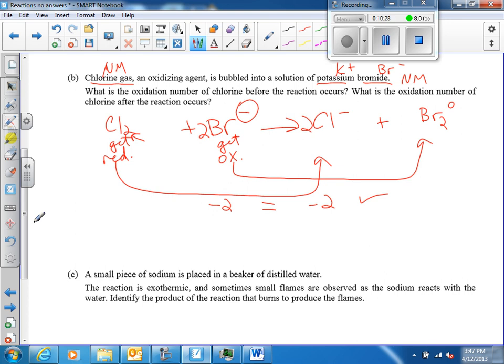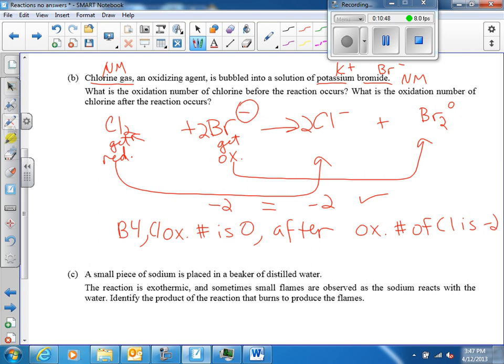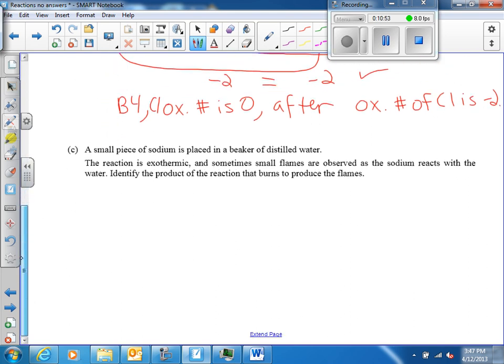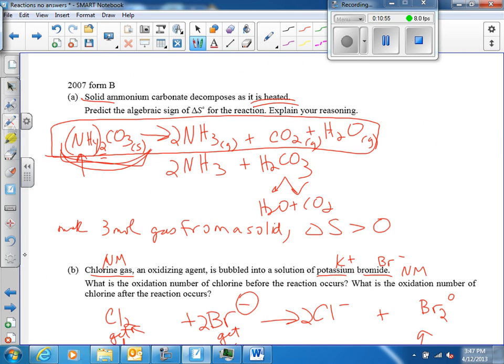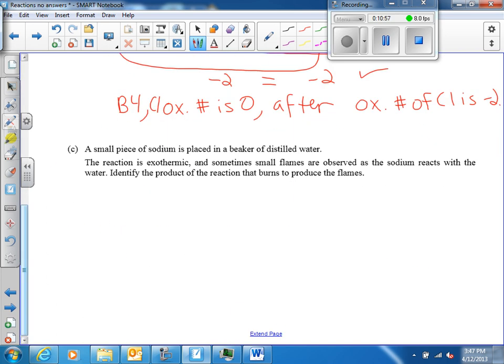What is the oxidation number of chlorine before the reaction occurs? Before oxidation, the chlorine oxidation number is 0, and after, the oxidation number of Cl is -2. Okay, done with that one. So notice, this isn't like just double displacement, single displacement. What do we have? We're just looking and thinking logically through this.